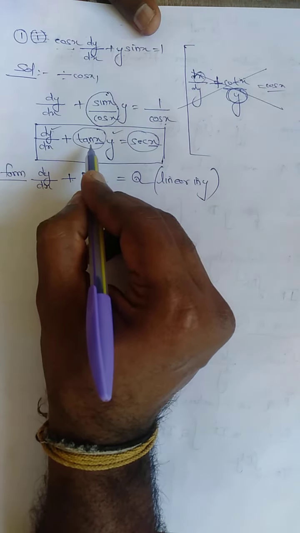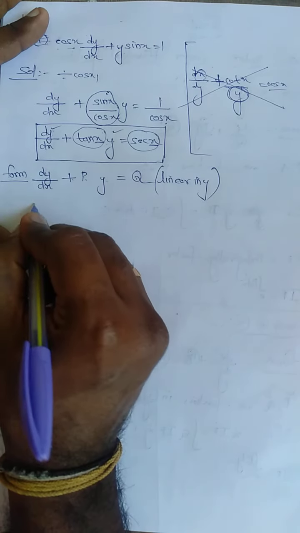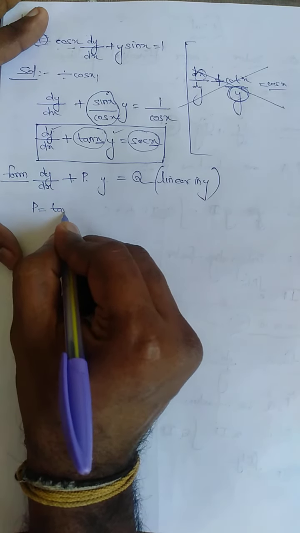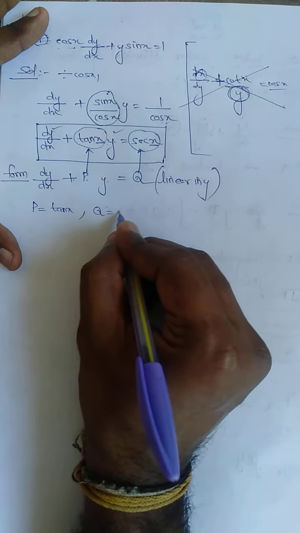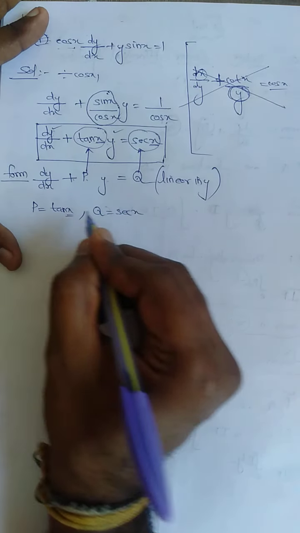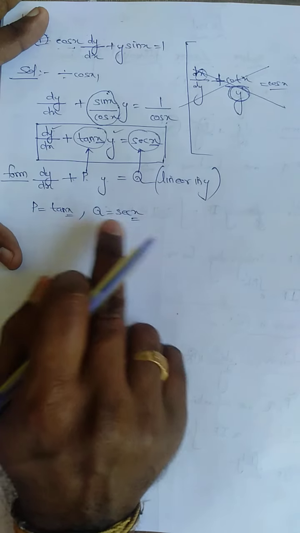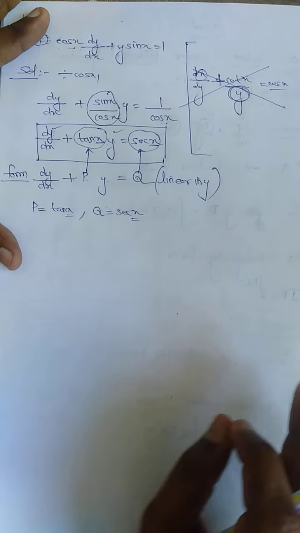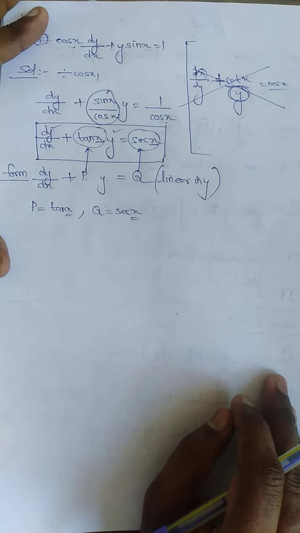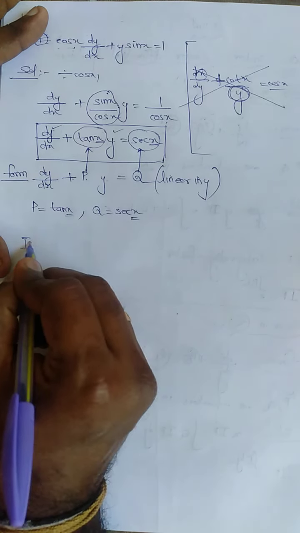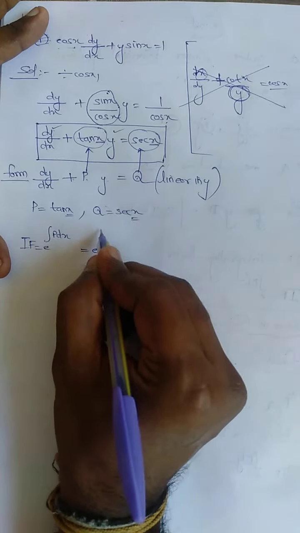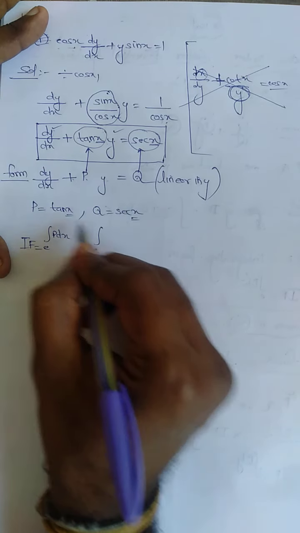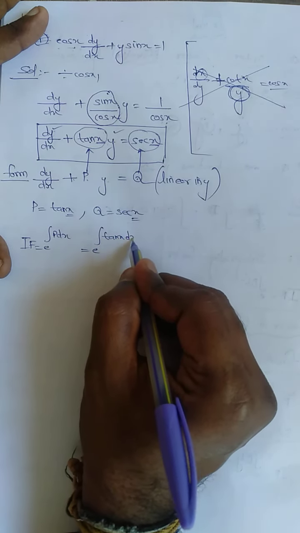So dy by dx plus Py equal to Q. Now find P. P is nothing but tan x. What is Q? Q is equal to secant x. Both P and Q are functions of the variable x, so no problem. So next I need to find the integrating factor, IF. IF is equal to e to the power integration of P dx. What is P here? Tan x, into dx.